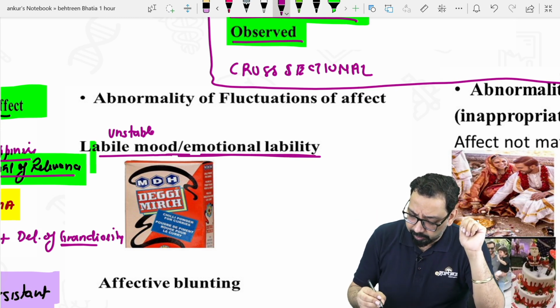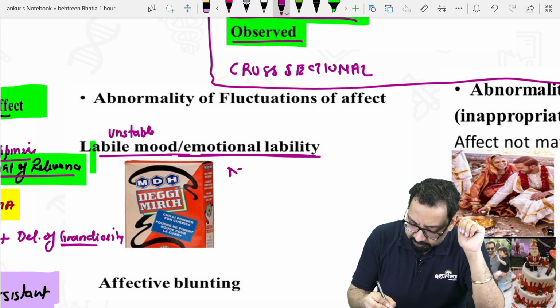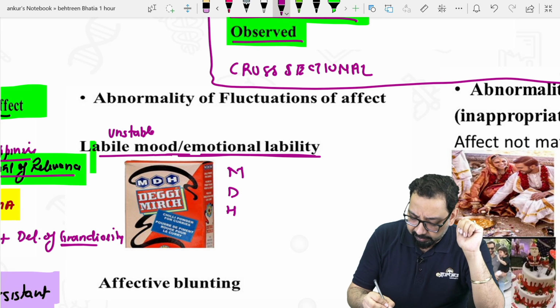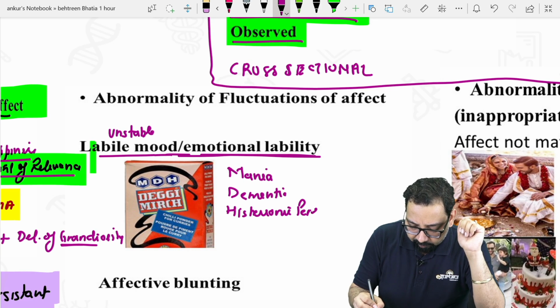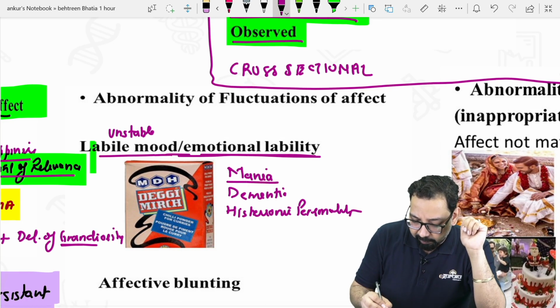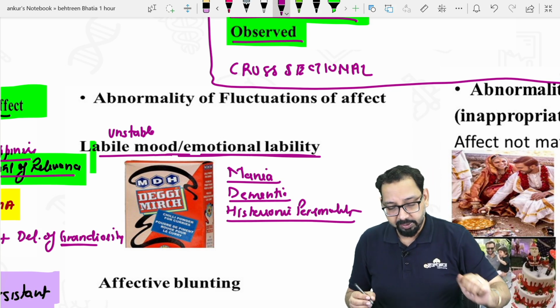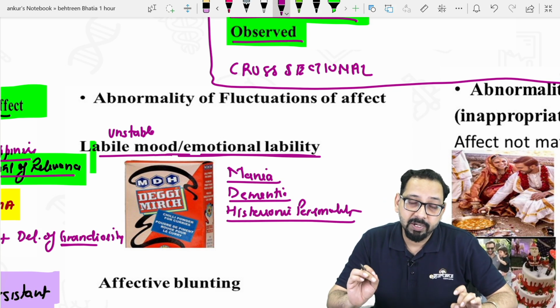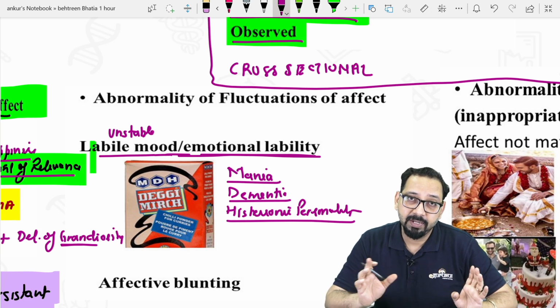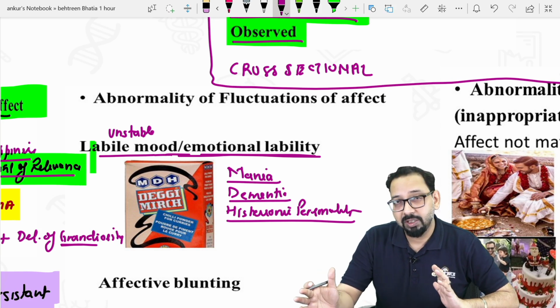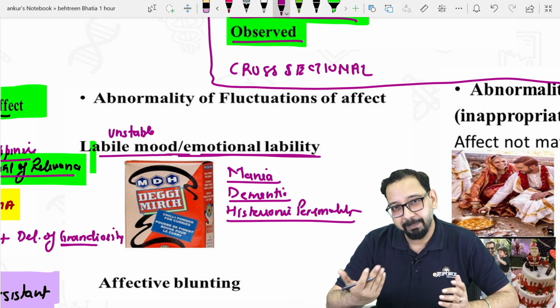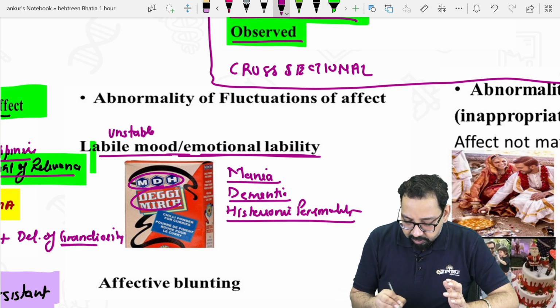Or emotional lability. The mnemonic is MDH: mania, dementia, histrionic personality. Yes, mania, dementia, histrionic personality, that is labile mood. Means at one time the patient is happy, and immediately after this happiness suddenly goes into tears. Or a person is crying, suddenly becomes happy. Okay, MDH, Degi Mirch, I have taken this.